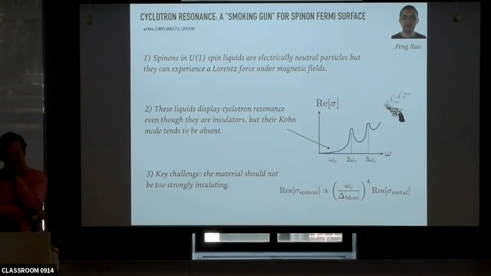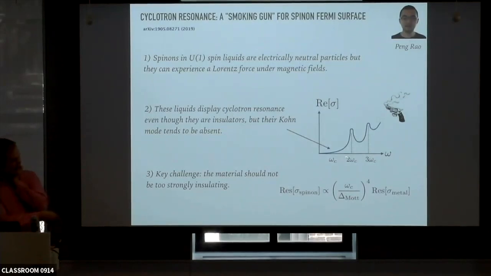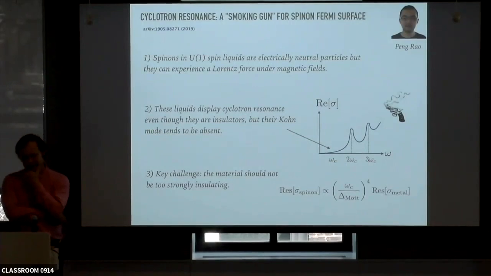So basically the idea is that these states are insulators for DC transport, so the real part of the conductivity goes to 0, but they are not completely dead insulators. So if you apply magnetic fields to them and shine light, you can see an analog of the cyclotron resonance in these materials. But there is a characteristic difference with respect to ordinary metals, which is that they lack the Kohn mode.